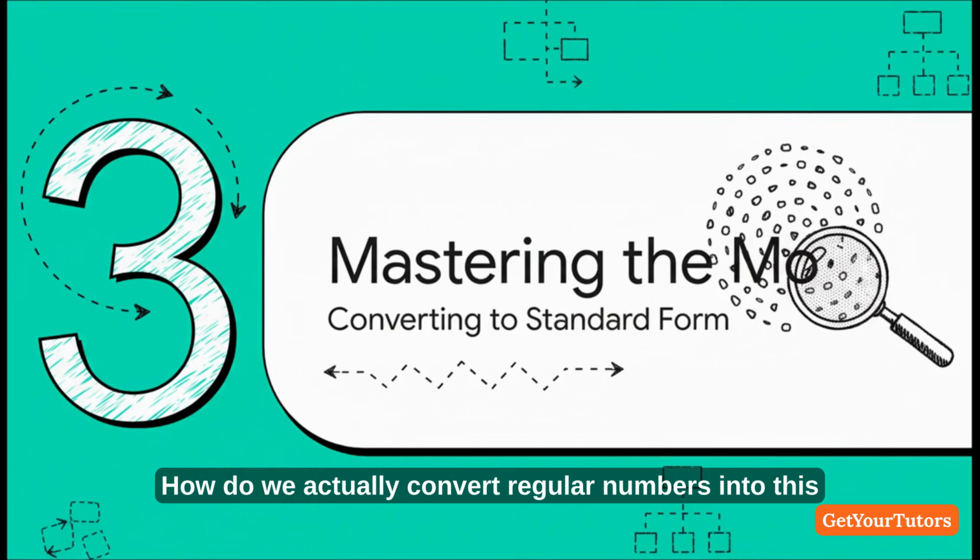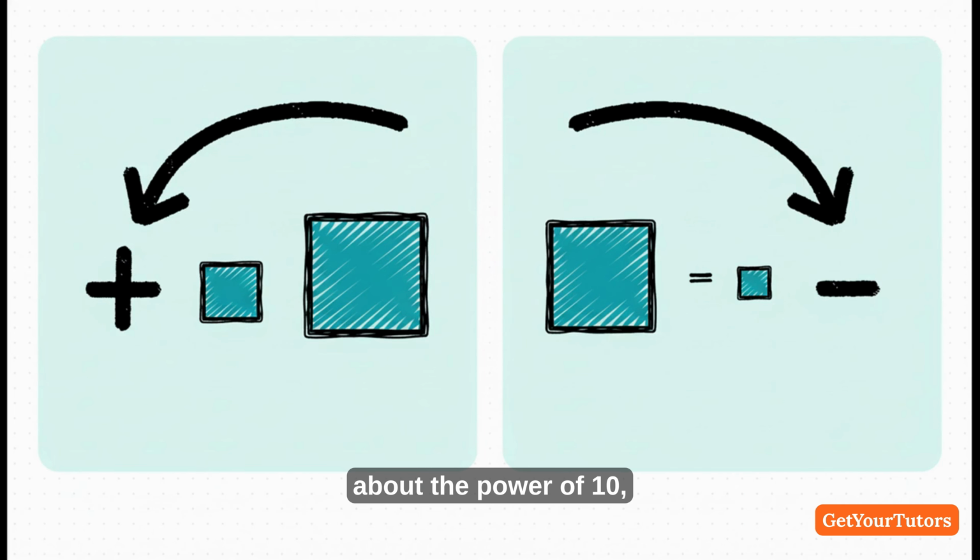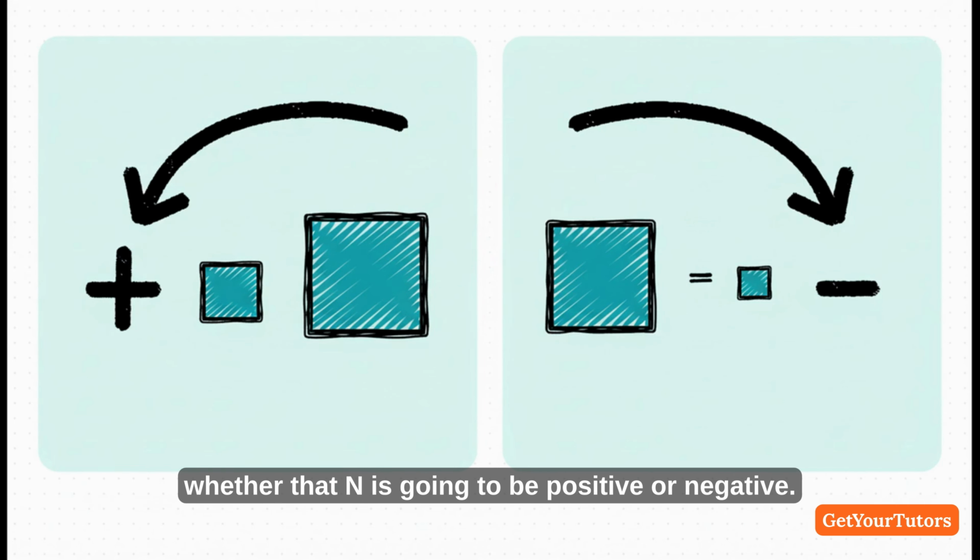How do we actually convert regular numbers into this awesome format? Let's get into the mechanics. You know, the secret sauce is all about moving that little decimal point. And which way you slide it tells you everything you need to know about the power of 10, whether that n is going to be positive or negative.